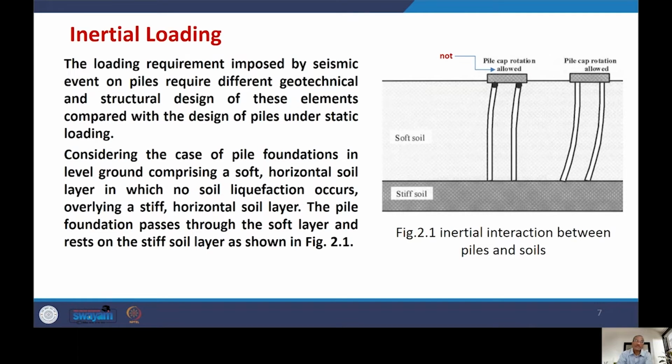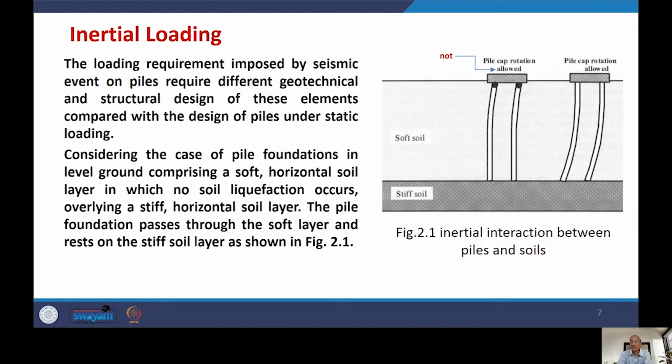Now considering the case of a pile foundation on level ground, which is shown in this figure, there is no slope, which comprises a soft horizontal soil layer in which no soil liquefaction occurs, overlying a stiff horizontal soil layer, and the pile foundation passes through the soft layer and rests on a stiff layer, as we already discussed. But one thing is important to note here, that this soft soil is horizontal, that is not sloping, number one. So that means we are not considering lateral spreading here. At the same time, the soft soil itself is non-liquefiable. So here we are not considering liquefaction.